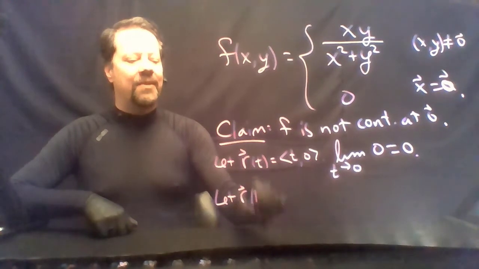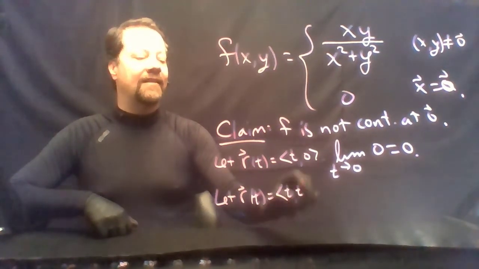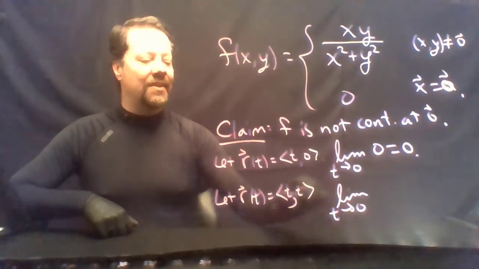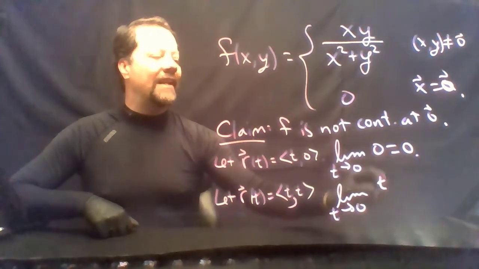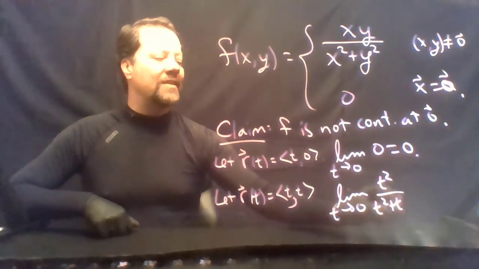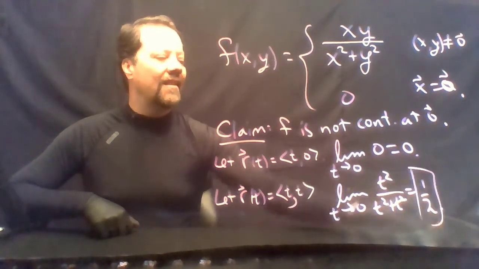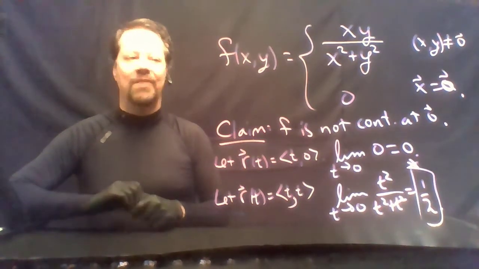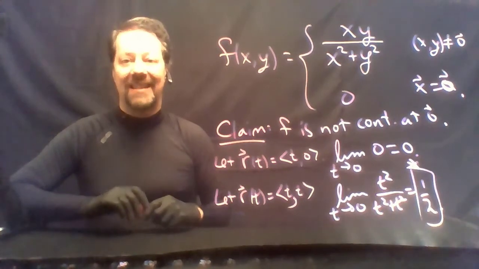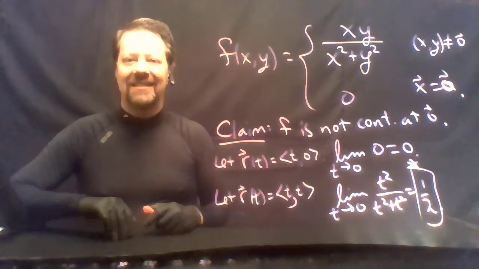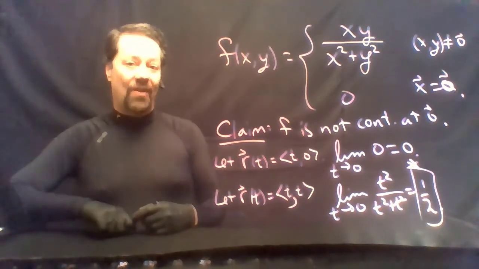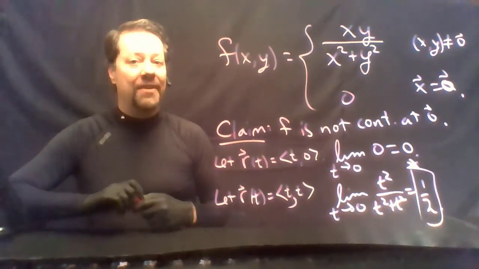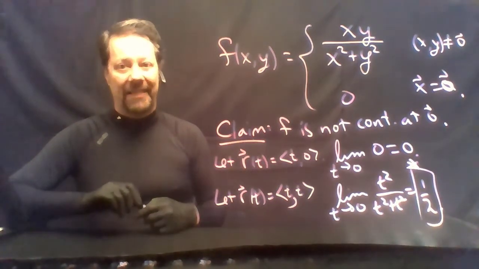Next, suppose I take the 45-degree line towards the origin this time. We'll still take the limit as t goes to 0 so that we end up at the point 0, 0. But now we're going to have t squared over t squared plus t squared, which is 1/2. That's not equal to 0. We get different limits depending upon how we approach the origin, which means this function is not continuous at the origin. Also note that since it's not continuous at the origin, it can't be differentiable there either, because differentiability implies continuity.